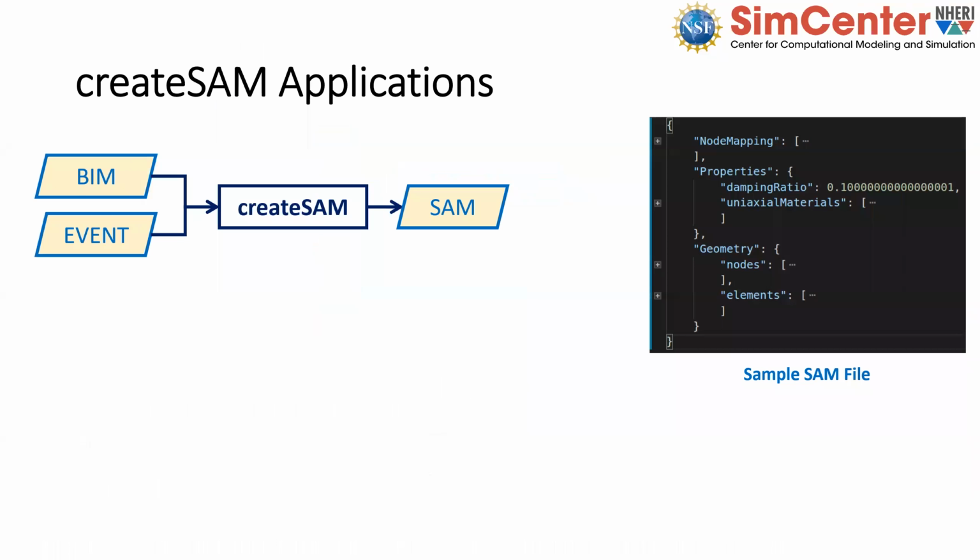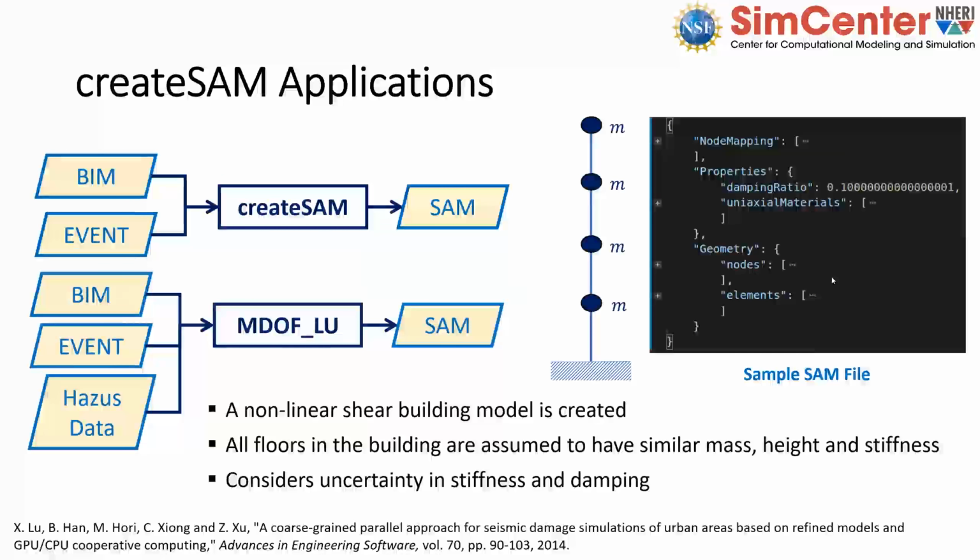The next step in the workflow is create SAM. And SAM, or structure analysis model, is basically a file that has the geometry of the structure analysis model, things like nodes and elements, and also the structure and material properties. This is just a sample of how it might look. We have one implementation in the current workflow that's registered. It's called MDOF Lu. As I said, it was provided by Professor Lu, and there is a reference here for how this application does the modeling. Basically, this application creates a nonlinear shear building model, and it makes some assumptions, such as all the floors having similar mass and height and stiffness, and it also considers some uncertainty in the stiffness and damping.